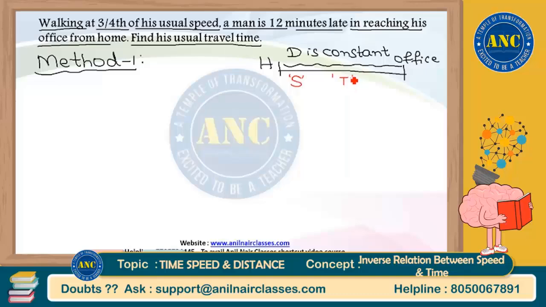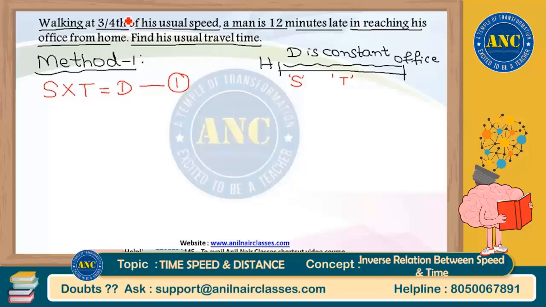That means the usual scenario is I will usually travel at s kilometers per hour. S kilometers per hour is the usual speed I travel with. Every day I will usually take t minutes to reach the office, and I will travel a distance of d kilometers. That is the first day scenario. Speed is equal to distance by time. Distance is equal to speed into time. This is the everyday scenario.